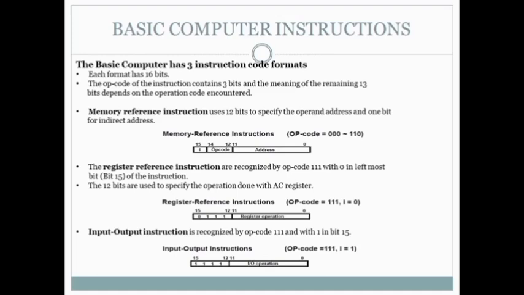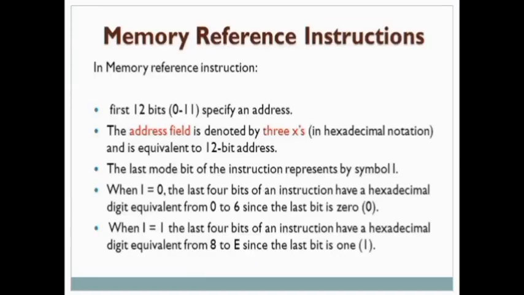Next, the input-output instruction is recognized by opcode 111 and with 1 in bit 15. It looks like the register reference instruction, but they are different in the value of I. We can see that bits 0 to 11 hold the input-output operation, while bits 12, 13, 14, 15 hold the values 1, 1, 1, 1, and its opcode should be equal to 111, where I should be equal to 1. Next, we are here in our main focus, which is memory reference instructions.